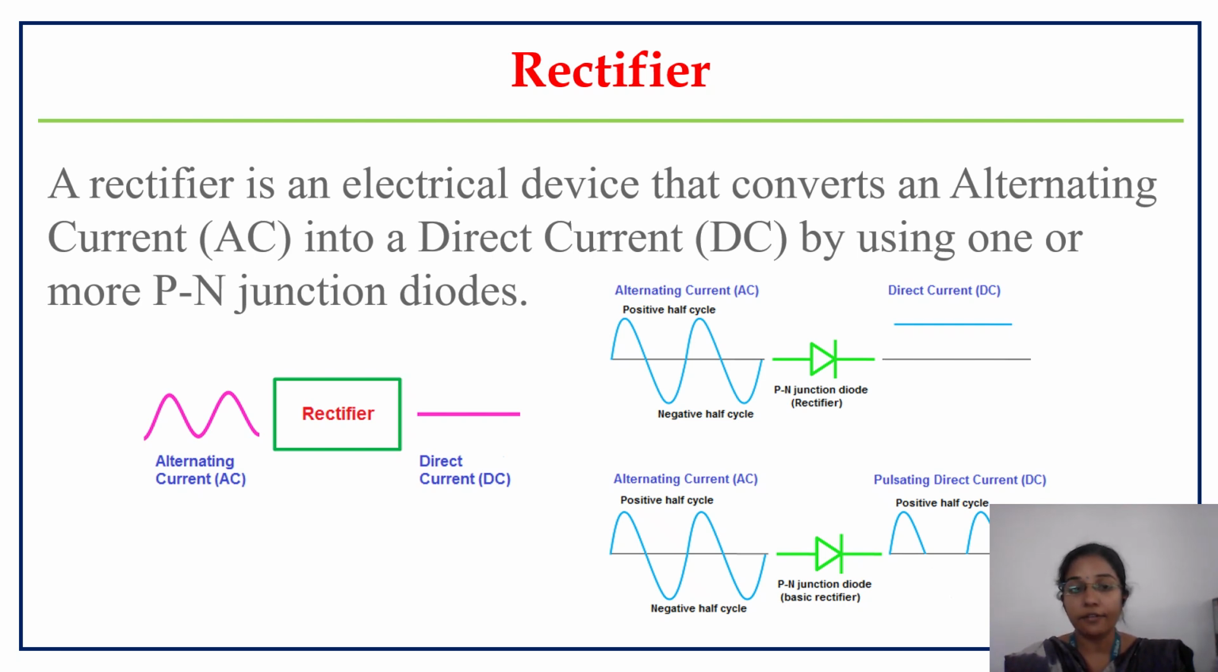Here, the rectifier circuit that we have taken is a PN junction diode, and a positive input signal is given as input to this diode. I am getting a direct current, which is a pure DC. On the other side, you can also get a pulsating DC.